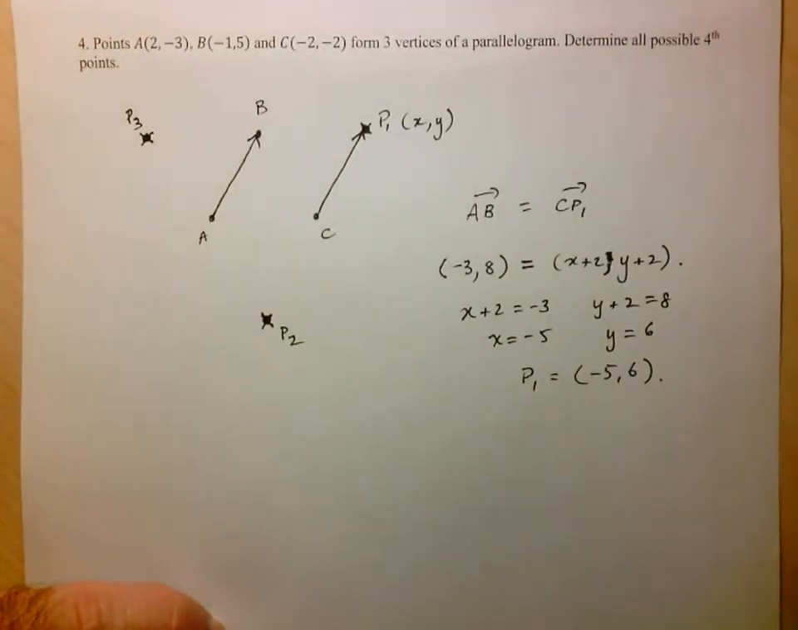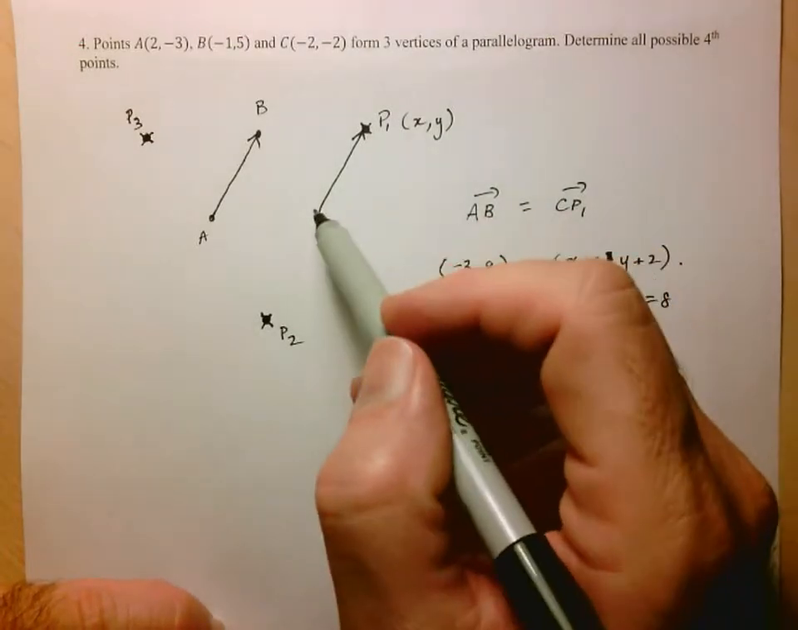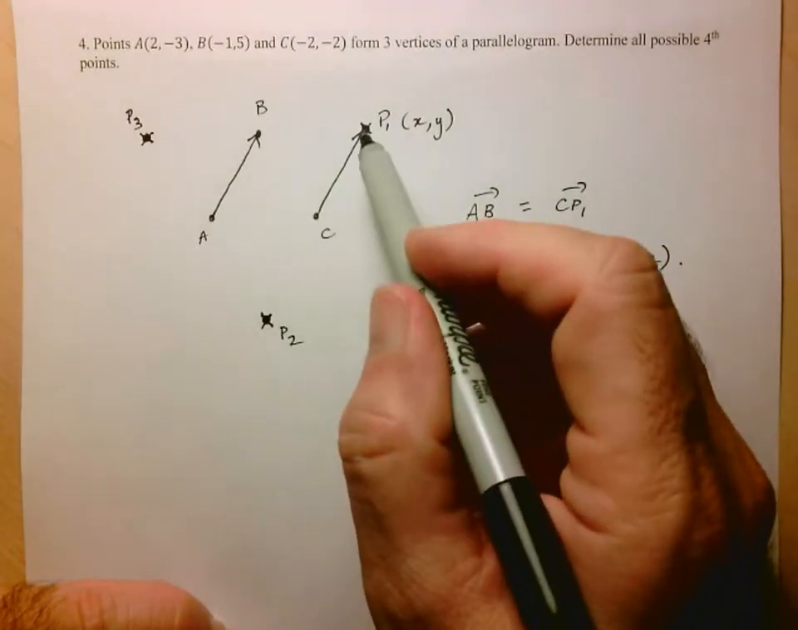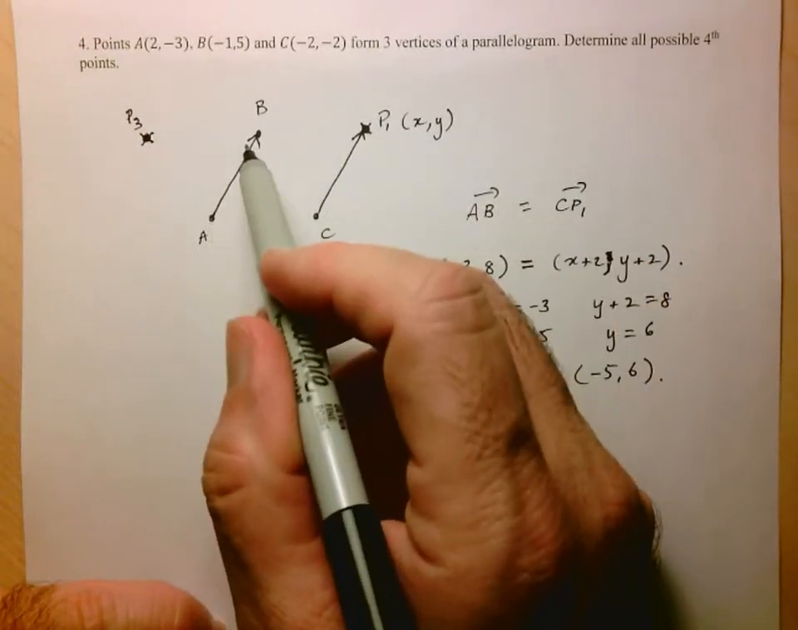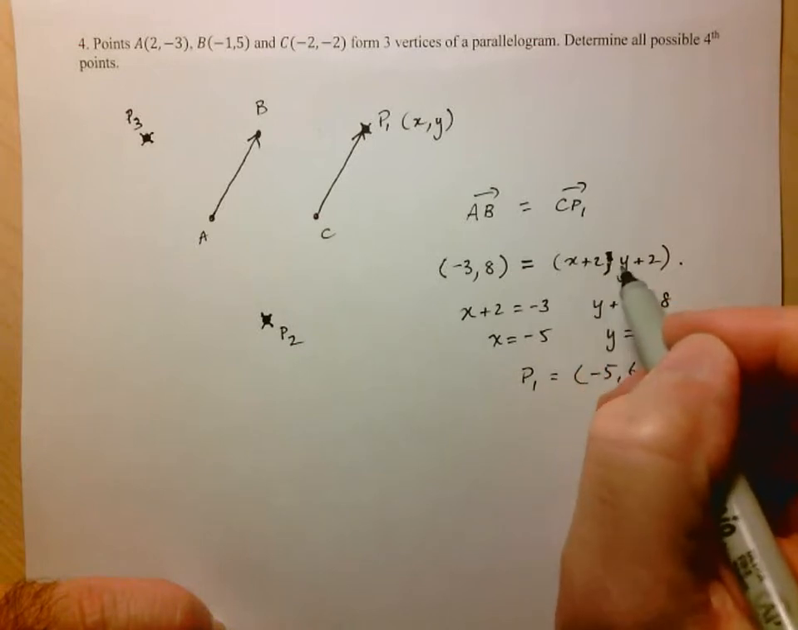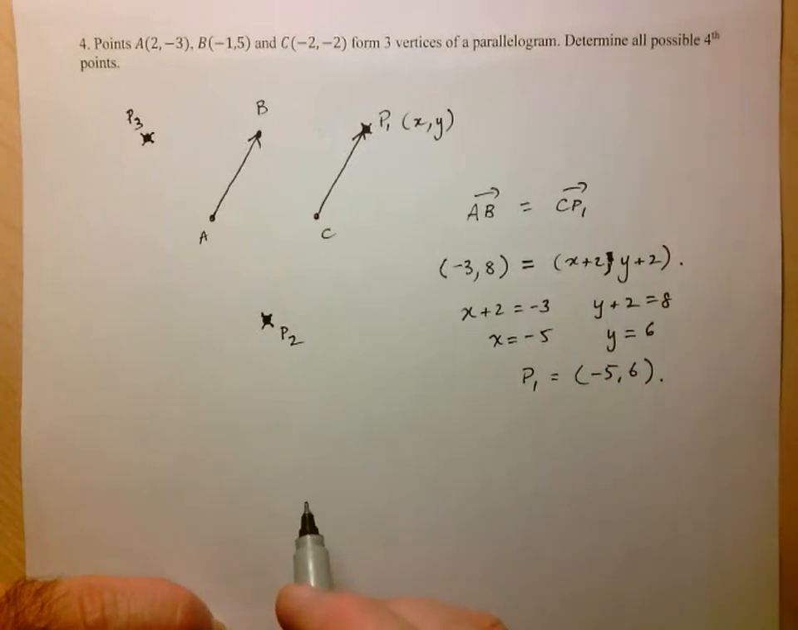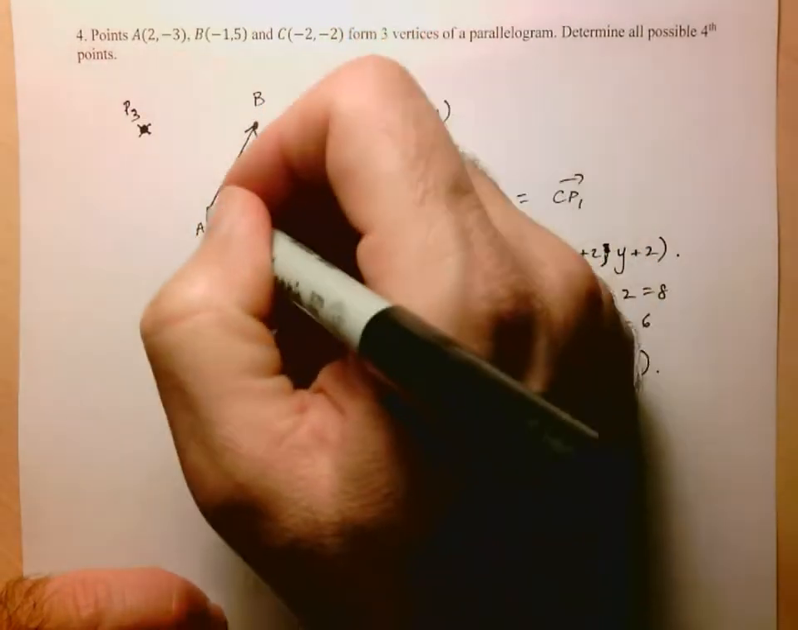Okay. Now, by the way, just to let you know, it's not by accident that I chose to go from C to P1, which meant I had to go from A to B, because I would really like my variables to come first in my expression. Okay, so I'm going to keep that in mind when I'm setting up the other vectors here. Okay, so now let's work on this parallelogram here.